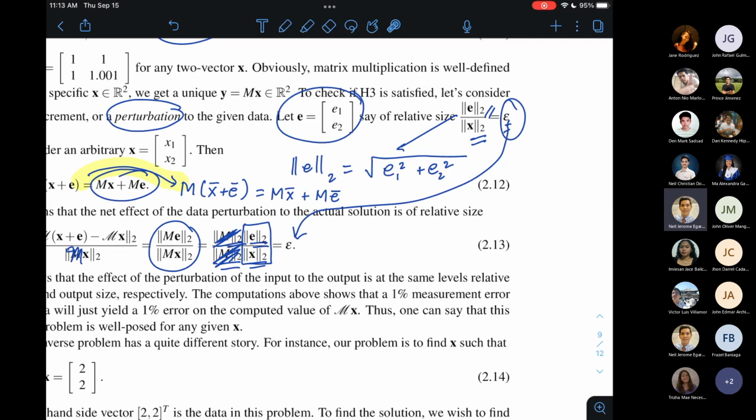So it seems to be a fair trade-off. Maliit na change in the input, maliit na relative change sa data, maliit lang din yung nakukuha natin na change doon sa solution. So that means we can say that matrix multiplication depends continuously on the data. That means H3 is satisfied. So the forward problem of matrix multiplication is well posed.